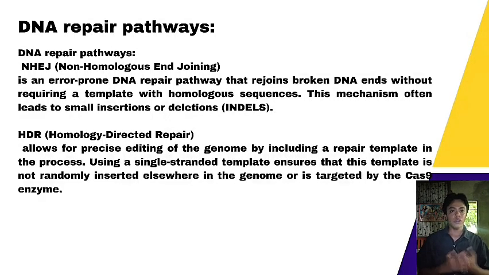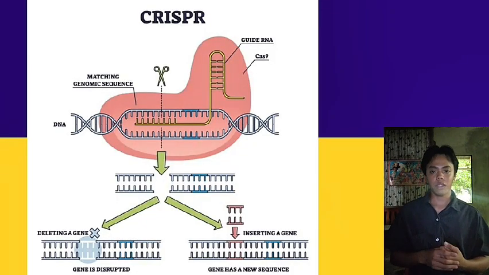HDR, homology directed repair. HDR allows for precise editing of the genome by including a repair template in the process. Using a single-stranded template ensures that this template is not randomly inserted elsewhere in the genome or targeted by the Cas9 enzyme. Understanding these repair pathways is crucial for controlling the outcome of CRISPR-Cas9 gene editing.